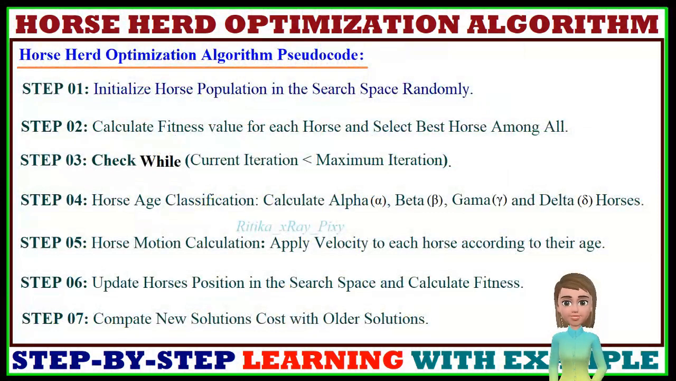Now you can see the different steps that are used in this algorithm. First, we will initialize the population for the horses in the search space, where we will initialize the position for the horses in the search space randomly. After that, using the Gini-Cost function, we will calculate the fitness value for the horses, and then we will check whether the current iteration is less than the maximum iteration or not.